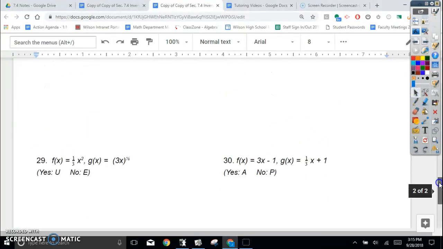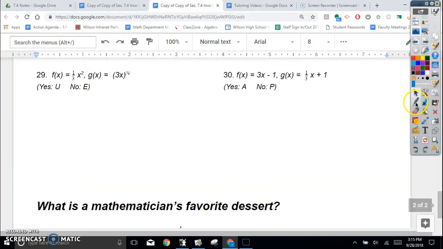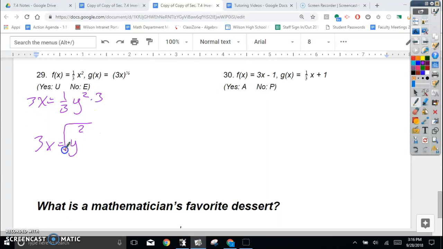All right. Down here, sorry, I went too far there. 29. So this would be x equals 1/3 times y squared. So we're going to basically multiply by 3. So I have 3x equals y squared. I take the square root of that. I need a plus or minus. I don't have a plus or minus there. I only have the positive. So actually I think this is going to be the U, as in yes, because the other one is not a function. So that's why the positive will work.